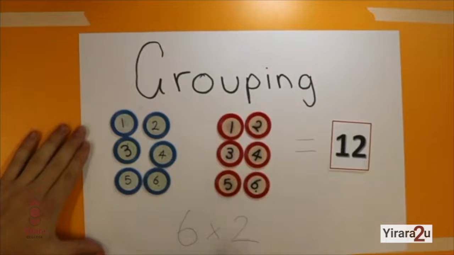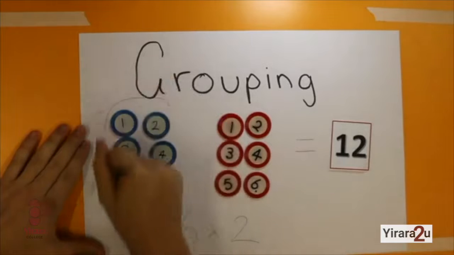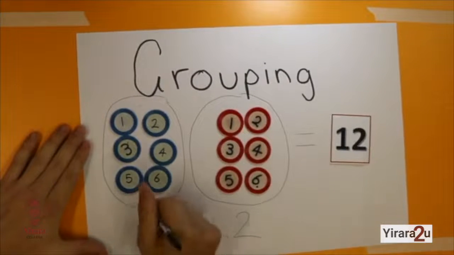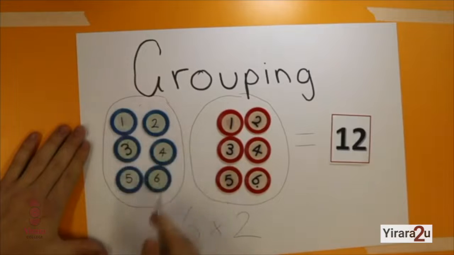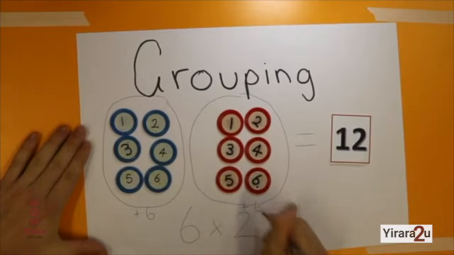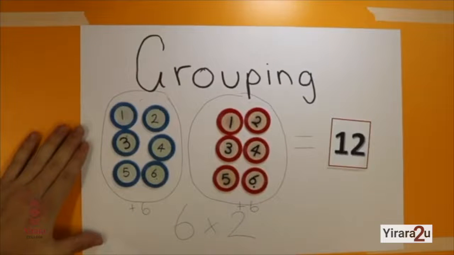So we have the equation 6 times 2. The 2 represents the 2 groups. The 6 represents the 6 counters. So in one group we have 6, as you can see, the blue counters. In the other group we have 6 red counters. So you have 6 plus 6, or in multiplication, gives you that final answer of 12.